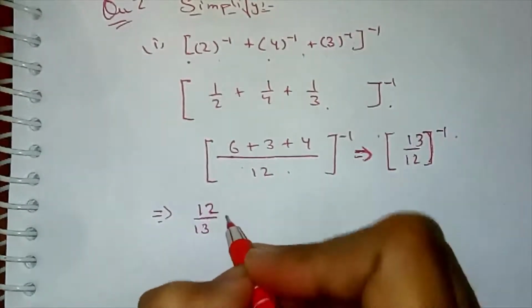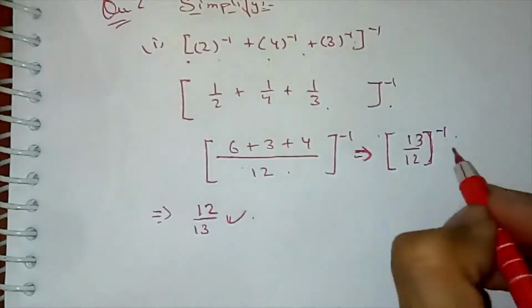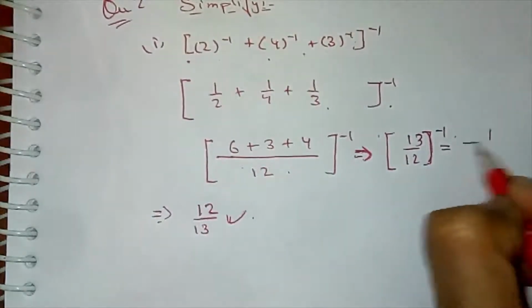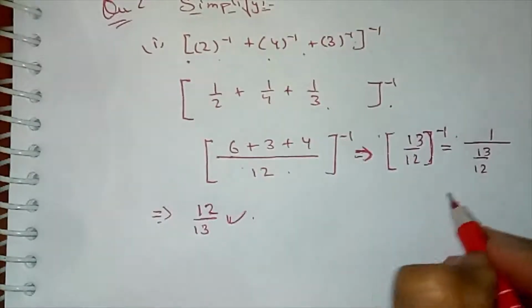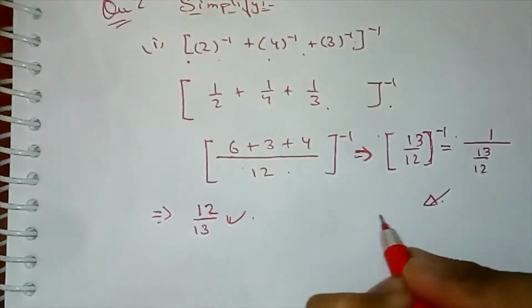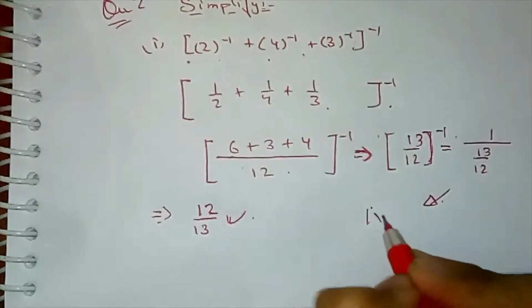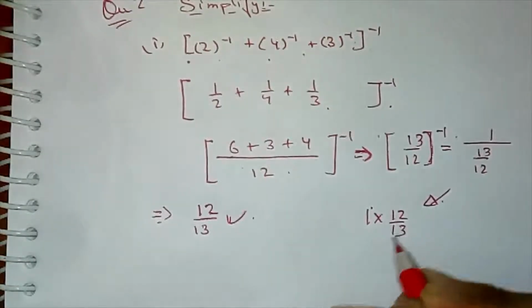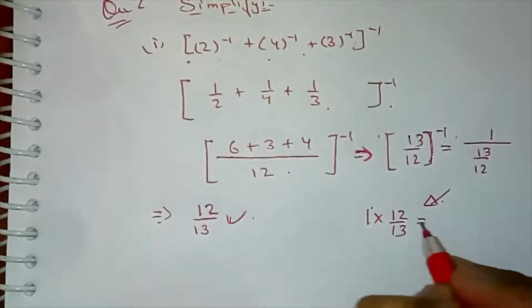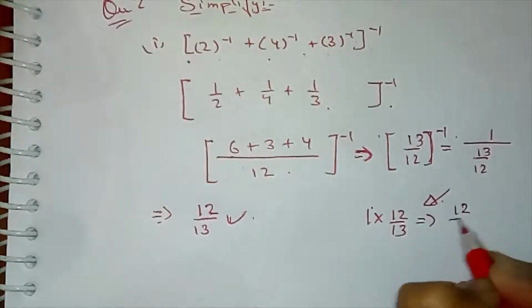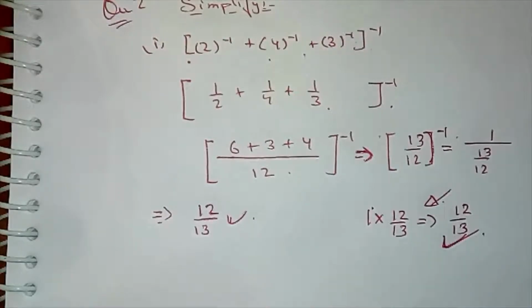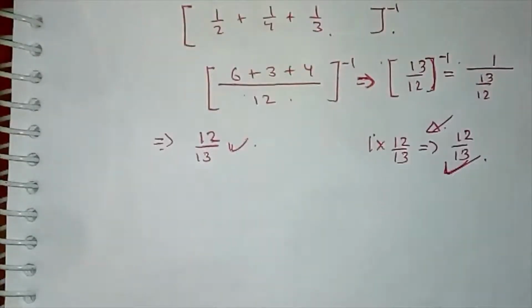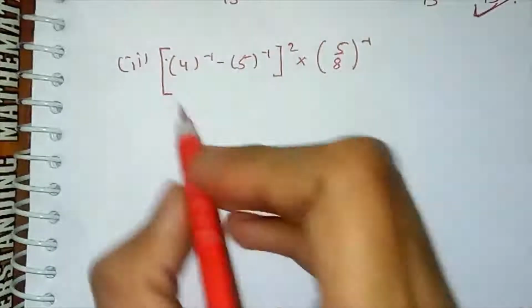Okay, this is the answer. You can further do one more step: 1 upon 13 upon 12, then it will go like this, 1 into 12 upon 13, which will be equal to 12 upon 13. Okay, so this is the answer. So let's move to the second part of this question. So the second part is this.